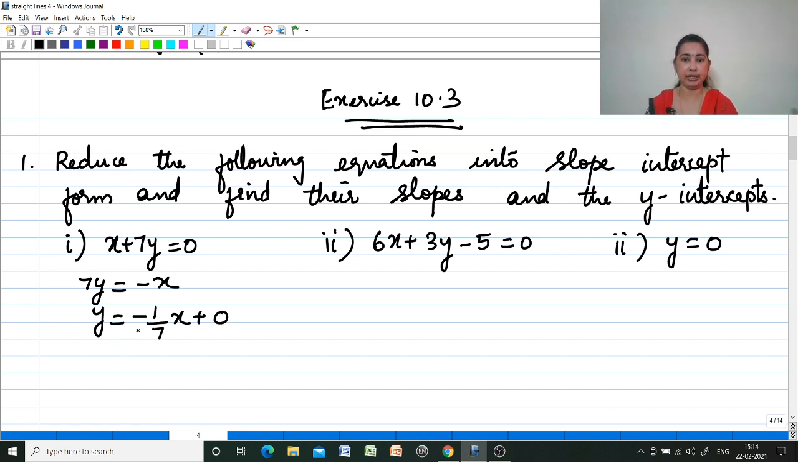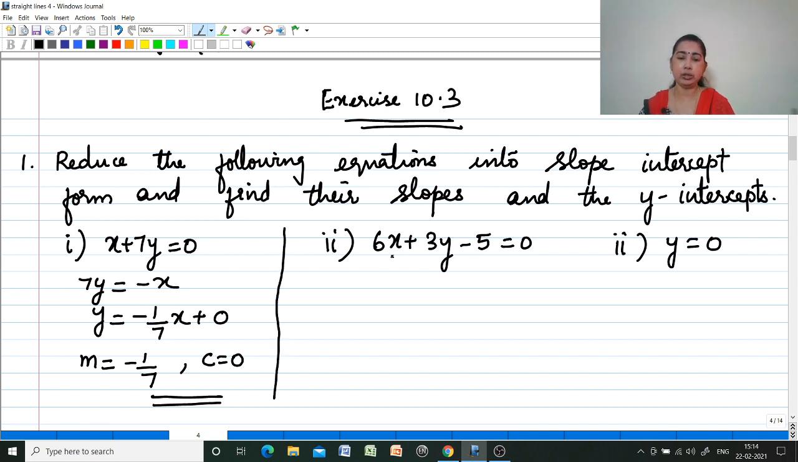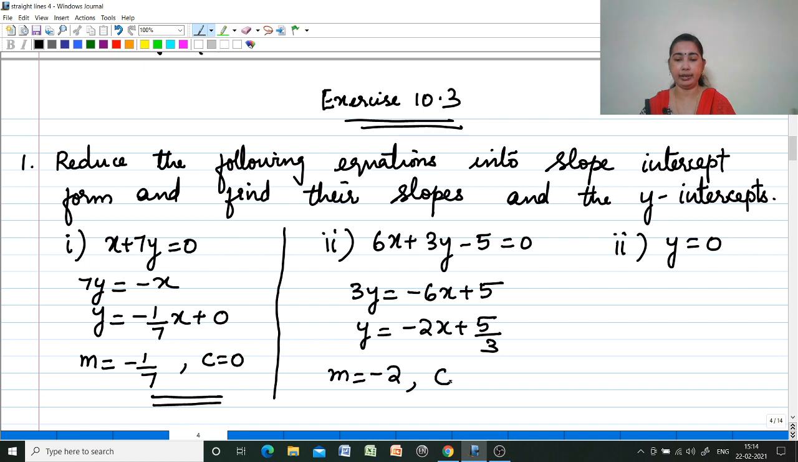This is the slope intercept form, and the slope is equal to -1/7 and the y-intercept c is equal to 0. Now the second one, again we have to rearrange and write: 3y = -6x + 5, then divide throughout by 3. So y = -2x + 5/3, where the slope is equal to -2 and the y-intercept is equal to 5/3.